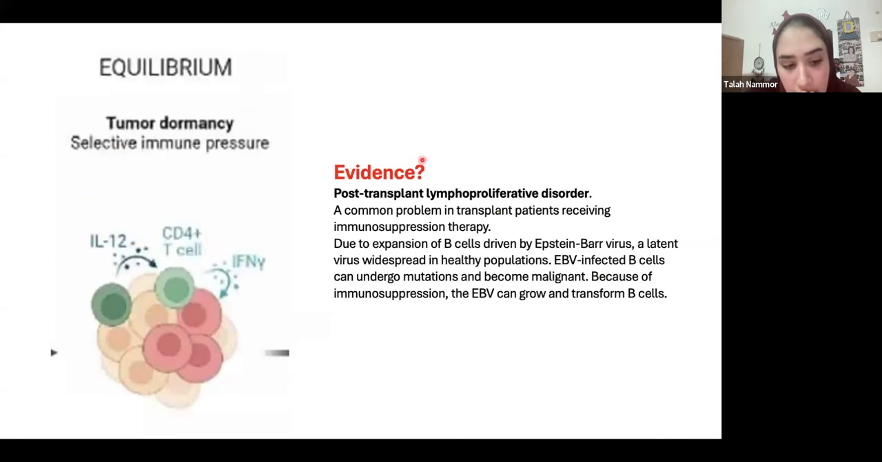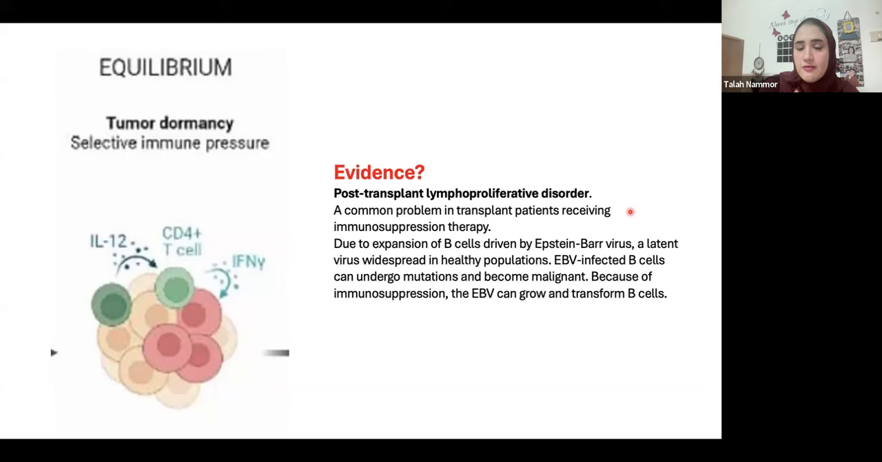How do we know that something called equilibrium exists? From something called post-transplant lymphoproliferative disorder. Now, what is post-transplant lymphoproliferative disorder? From the name: I have a patient who maybe had a problem in whatever organ, and he needed to remove that organ and have a transplant. So some people will have something called post-transplant lymphoproliferative disorder after the transplant. What does lymphoproliferative disorder do?